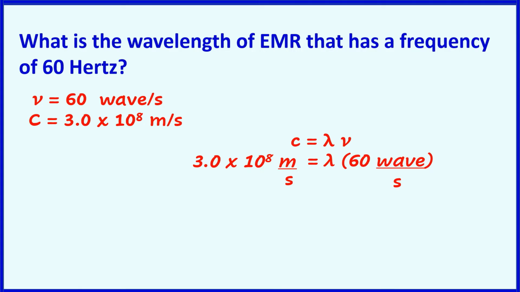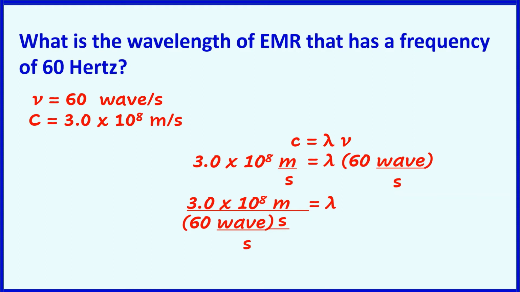second. In order to get wavelength by itself on one side of the equal sign and all the other numbers on the opposite side, I would need to divide by 60 waves per second. I've got to do that to both sides. Once I've set that up, I can see that I have seconds in the numerator and seconds in the denominator, and things that are in the numerator and the denominator can be canceled out. So I'm going to get rid of those seconds.